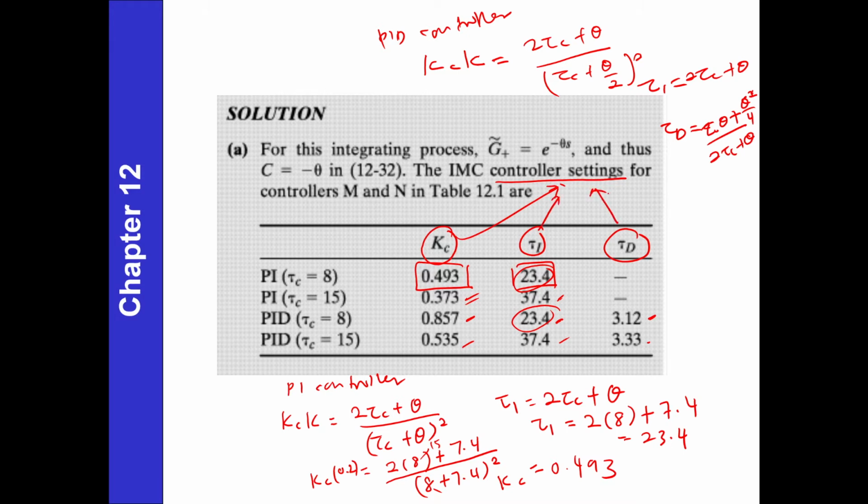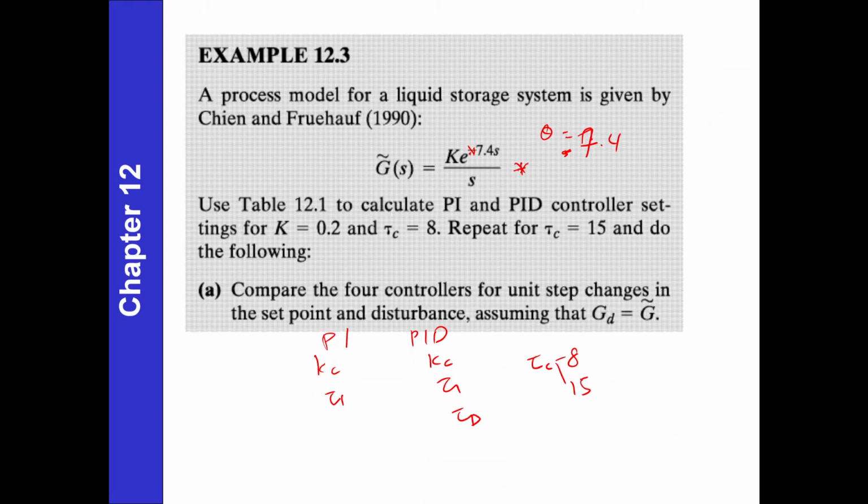Okay, so that is how we use table 12.1. The question is very straightforward. Just calculate the controller setting, refer to the table, search for the model, and use the formula directly.